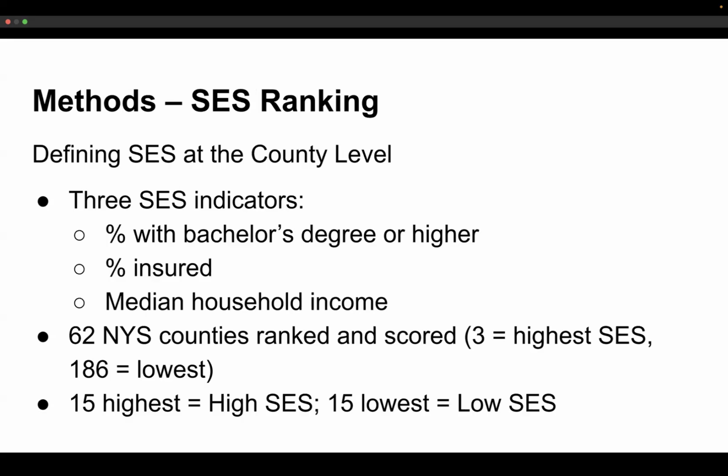For example, if a county got a rank score of 1 in education, 1 in insurance coverage, and 1 in income, it would get a total composite score of 3. Whereas a county that ranked at the bottom for each of the 3 indicators at 62 would get a composite score of 186. This allowed us to rank the 15 highest and the 15 lowest socioeconomic status counties and compare the 2 groups.